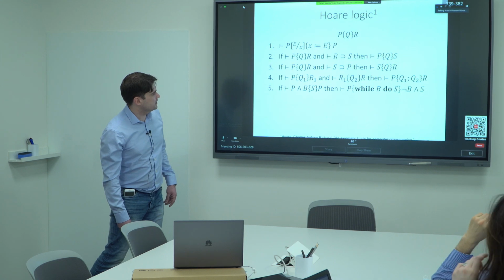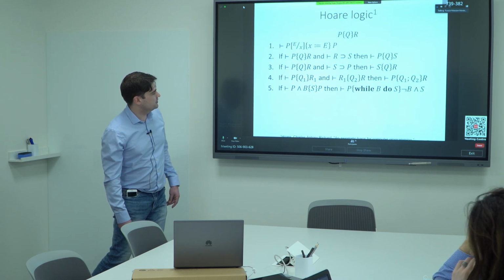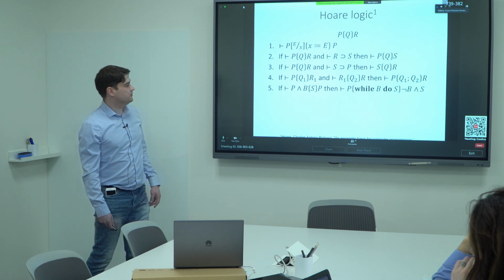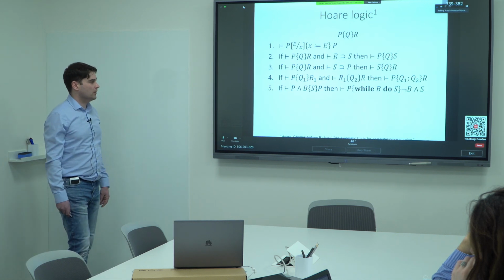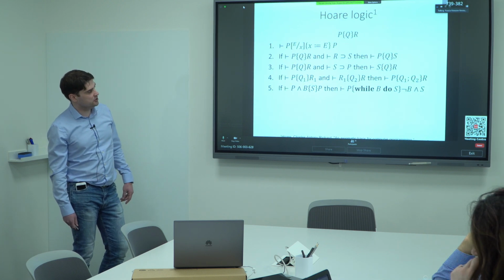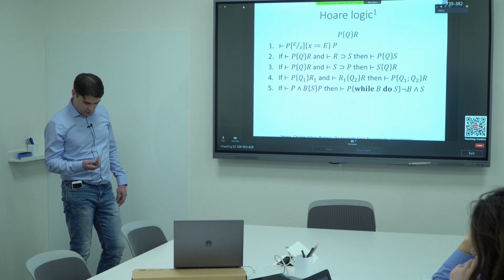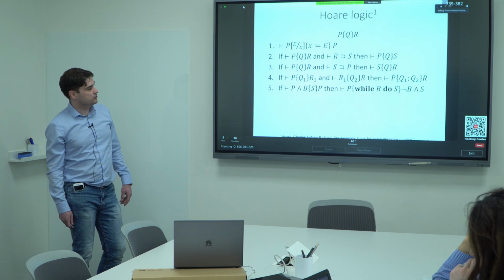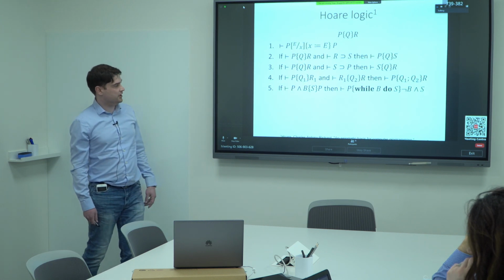Yeah, I think it's a typo here. It should be not B and P. And P becomes the loop invariant here. So in the postcondition on the rightmost side, it has no pointer. Okay, so you should replace S with the P.